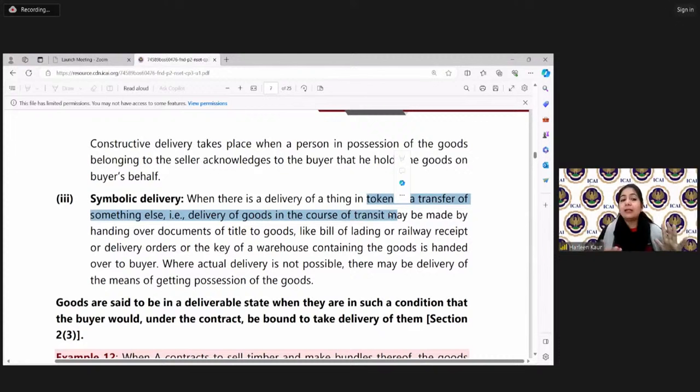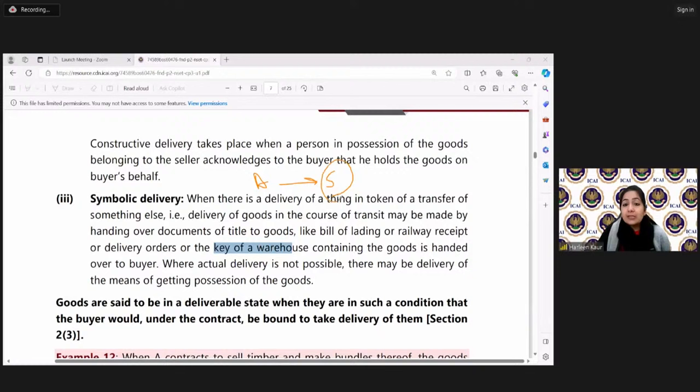For example, I gave you the keys of the warehouse where the goods are lying. So there was a buyer Mr. A, he went to seller Mr. S and he said I want to buy a car from you. Seller said I have a car and Mr. A the buyer said I want a white color Centro car. So he said, I have n number of Centro cars in my showroom, but they are black in color. You can buy it from here. He said, no, no, no. I only want to buy white color.